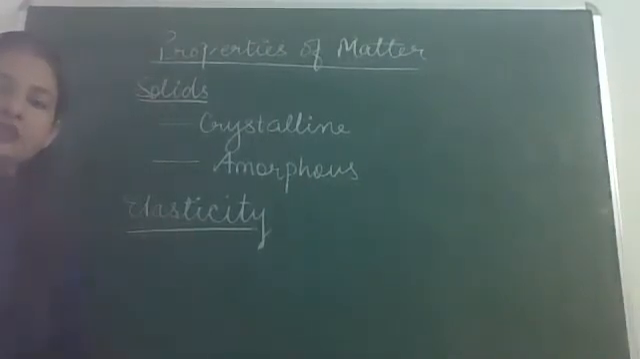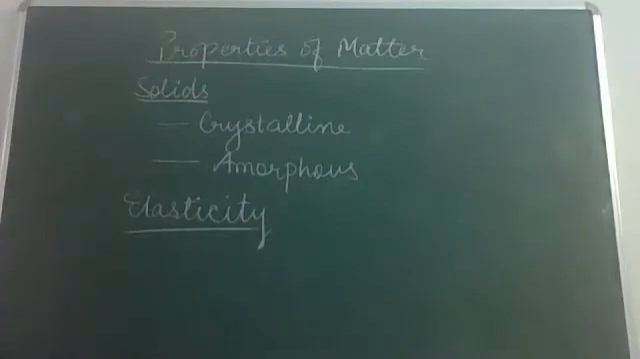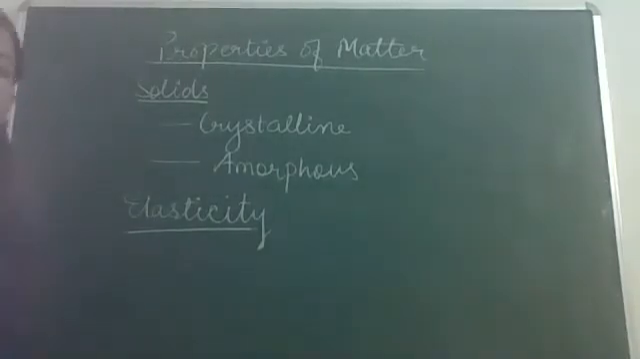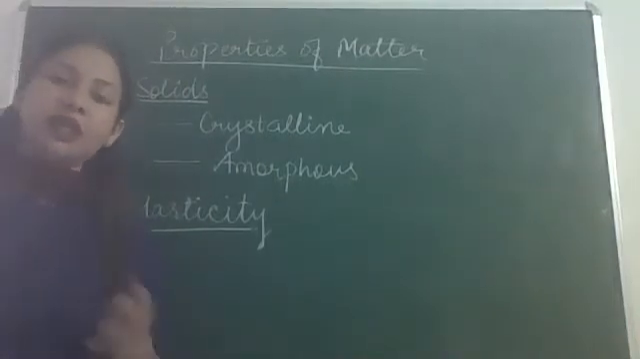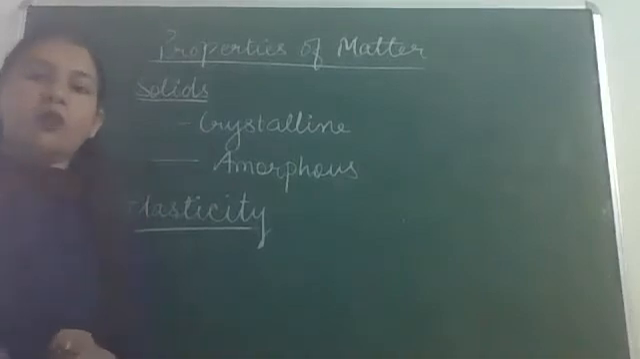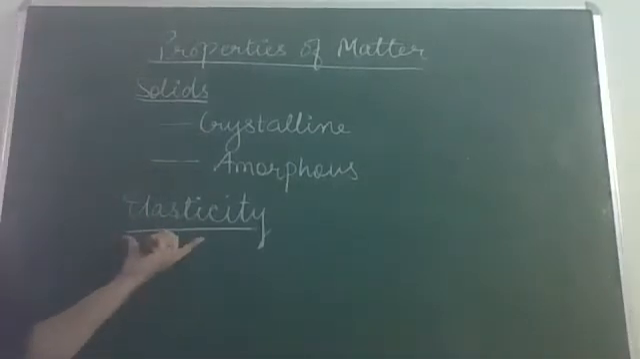Write down. Elasticity is the property of a solid due to which it regains original shape or size when deforming forces are removed. Obviously, deforming forces were applied first of all, and after the removal of deforming forces, if the body regains original shape and size, then it will be called elastic body, and this property of solid is called elasticity.